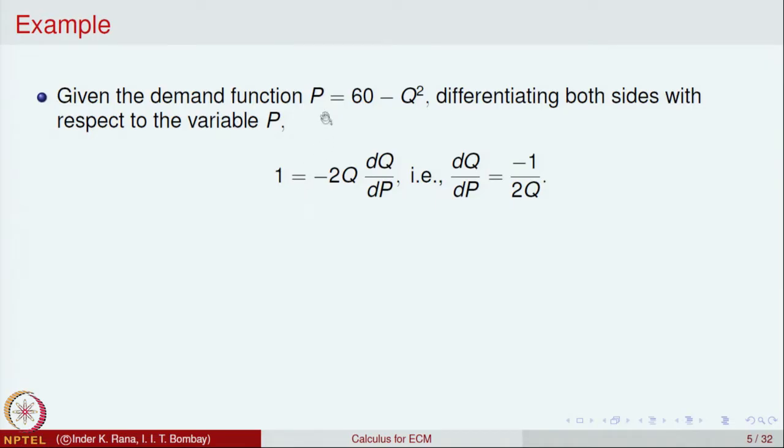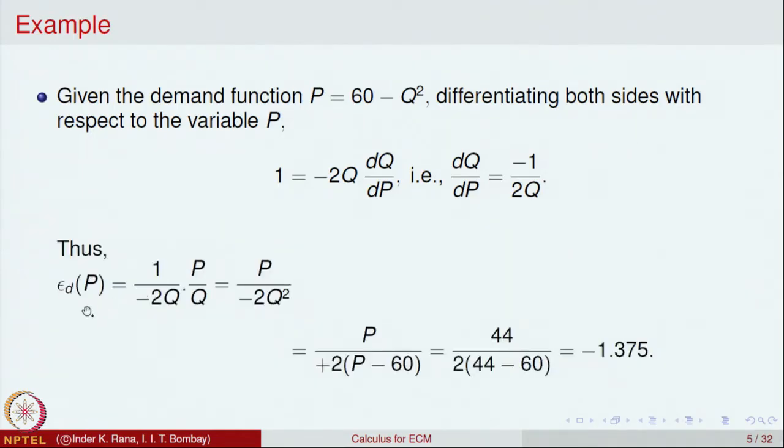Now if we differentiate with respect to p on both sides, dp by dp, that is equal to 1, is equal to the derivative of 60, which is 0, minus 2q dq by dp. So, that means dq by dp is equal to minus 1 over 2q. This is the kind of thing we will do very often. We will assume that dp by dq is 1 over dq by dp and so on.